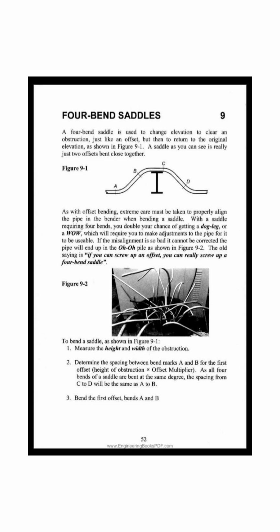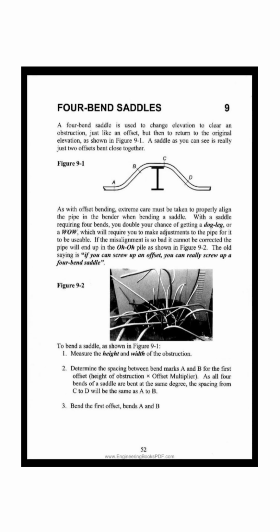If the misalignment is so bad it cannot be corrected, the pipe will end up in the OO pile as shown in figure 9-2. The old saying is, if you can screw up an offset, you can really screw up a 4 bend saddle. To bend a saddle, as shown in figure 9-1, 1. Measure the height and width of the obstruction.